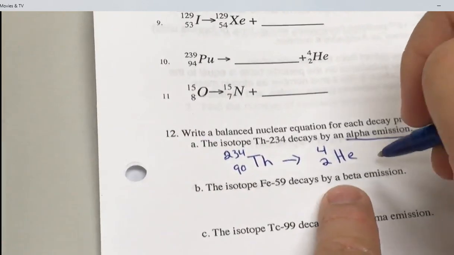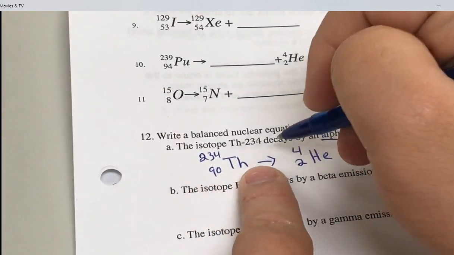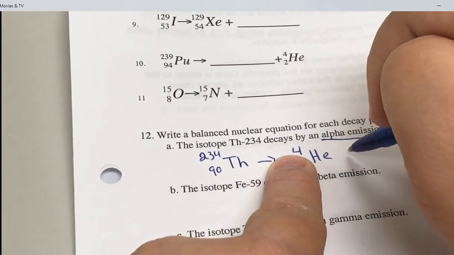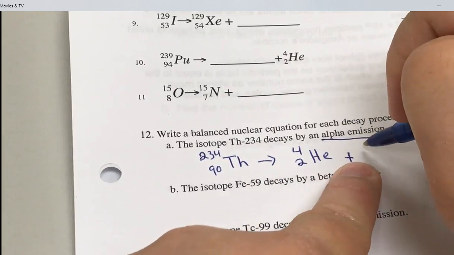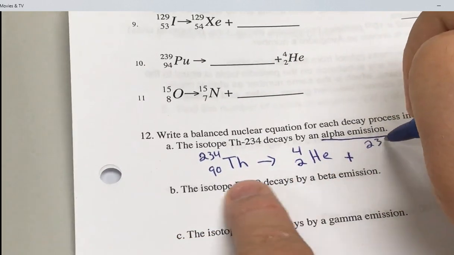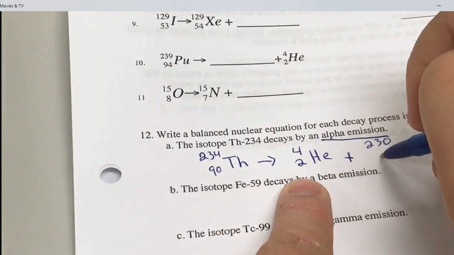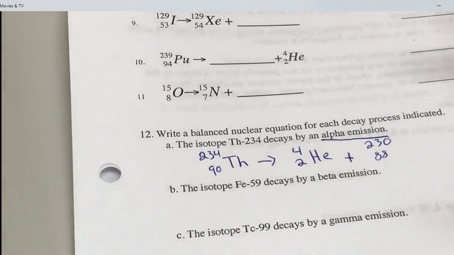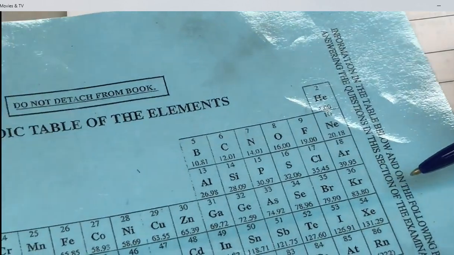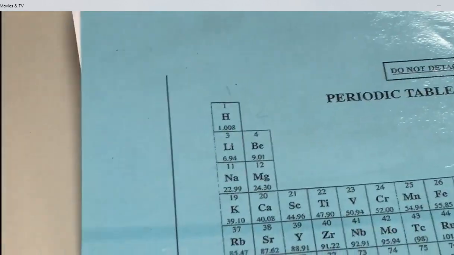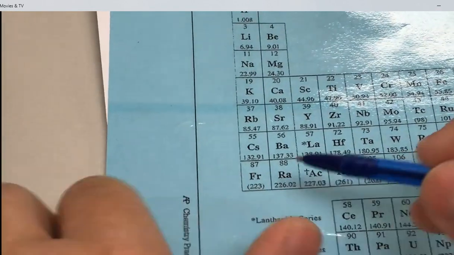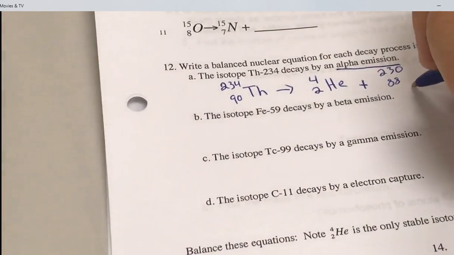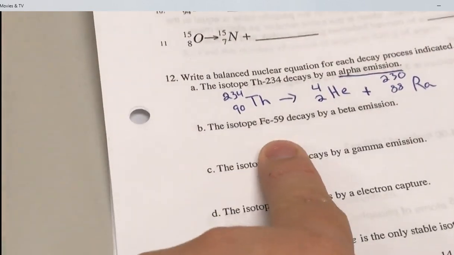Then all you have to do is satisfy the rest of the equation. 234 is equal to 4 plus 230. And then the last one, 90, is equal to 2 plus 88, just like that. And then to find out your element, go find 88 on the periodic table, and that is Ra. Work one more with you.